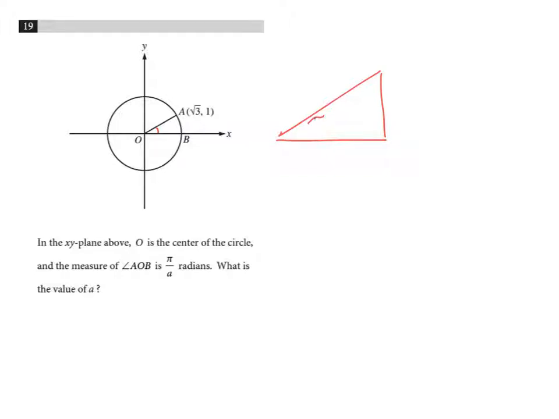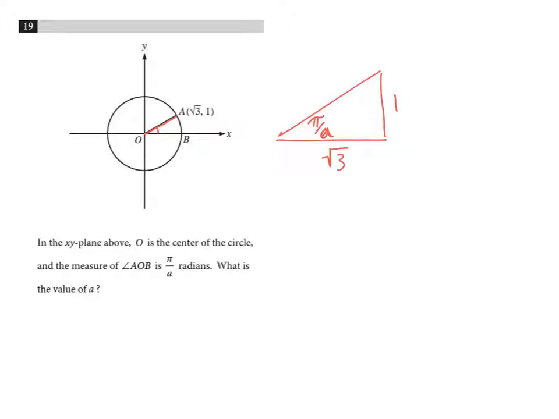If this is pi on A, well, if x is root 3, then this side must be root 3. If y is 1, then this side must be 1. We can use the Pythagorean theorem to figure out what the hypotenuse is, which turns out to be the radius.